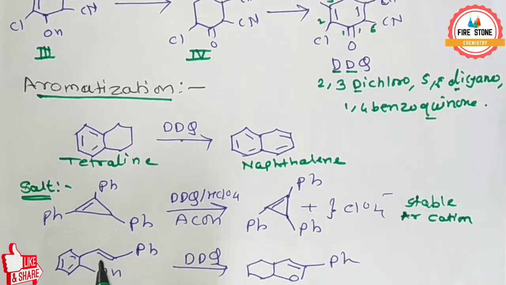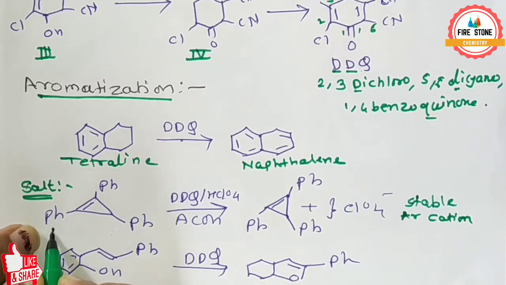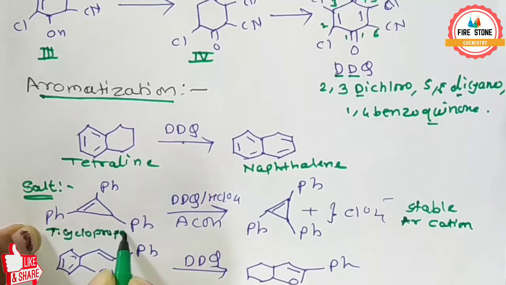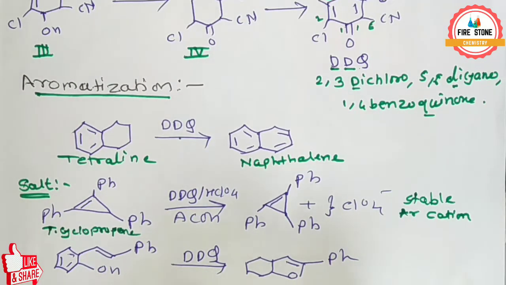So the name comes from the three phenyl rings, and the ring is a cyclopropane ring with one double bond. So that is an alkene, propene, and a cyclic compound, that is cyclopropene, triphenylcyclopropene. When reacted with DDQ in the presence of HClO4 and AcOH, we get the triphenylcyclopropenyl perchlorate.